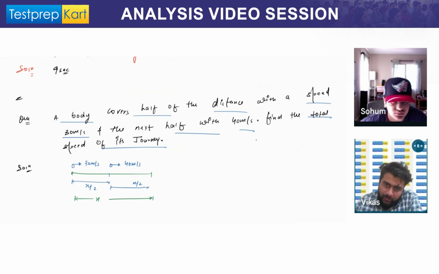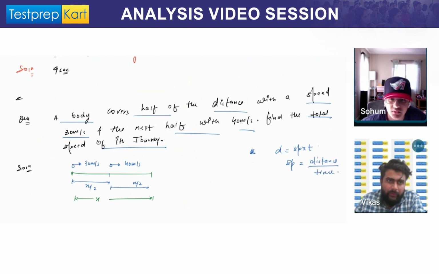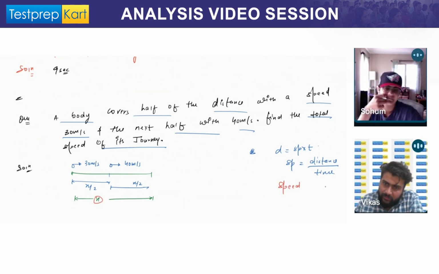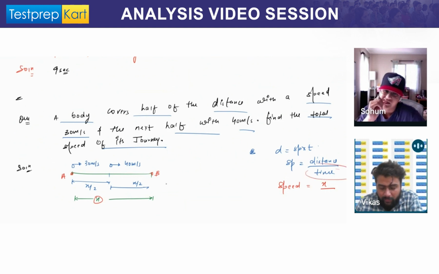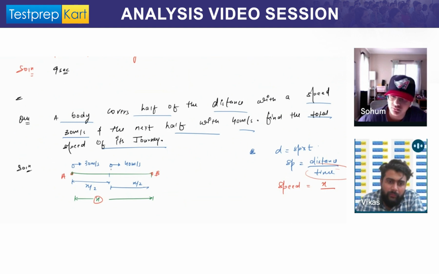As you know, distance is speed times time. So the speed will be total distance divided by total time. You are aware of the total distance, that is X, from A to B, but we are not aware of the total time taken by the body in its entire journey. So we will find that time.